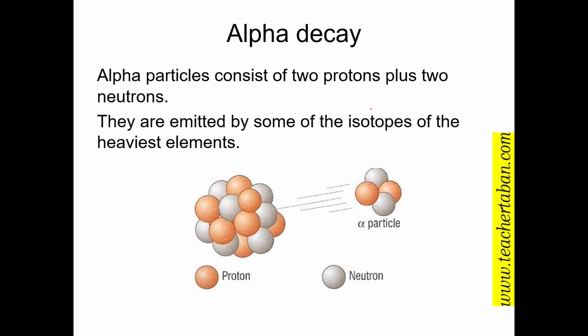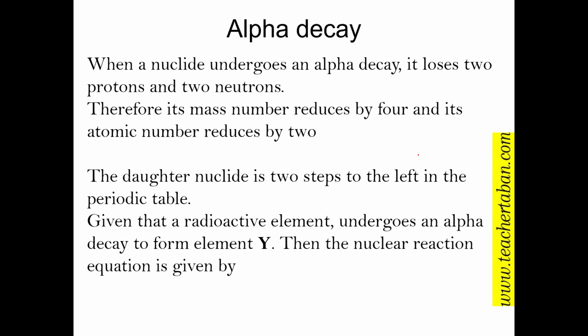In other words, for example, if this is our parent nuclide X going to our new nuclide Y, since these have been released from the nucleus, the number of protons reduces by 2, and the atomic mass also reduces by 4. This is what I mean. When a nuclide undergoes an alpha decay, it loses 2 protons and 2 neutrons. It means therefore that the mass number reduces by 4.